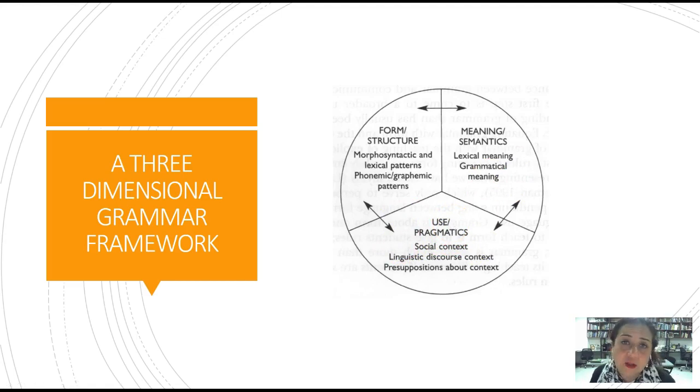Any grammatical tense that we decide to tackle is going to have a meaning and is going to have a function or pragmatic use. So it is important for you to notice and to pay attention, for example, to your textbook or to your curriculum, to see if you are covering the three of these aspects, or if you're just falling on the morphosyntactic and lexical patterns of the grammatical structure.